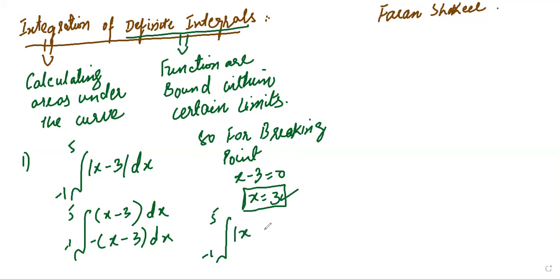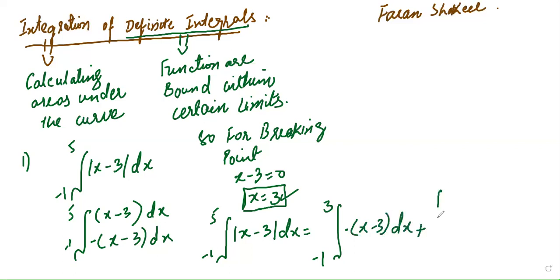So the same function bounded between the same limits can also be written as, first of all, we are going from minus 1 to 3, and that would be negative x minus 3 into dx, and then from 3 onwards to 5 to get ourselves x minus 3 into dx.